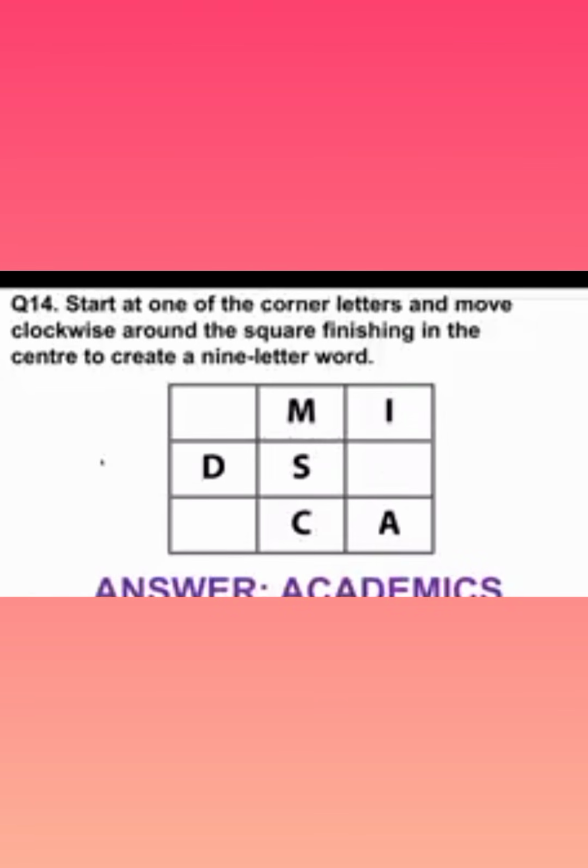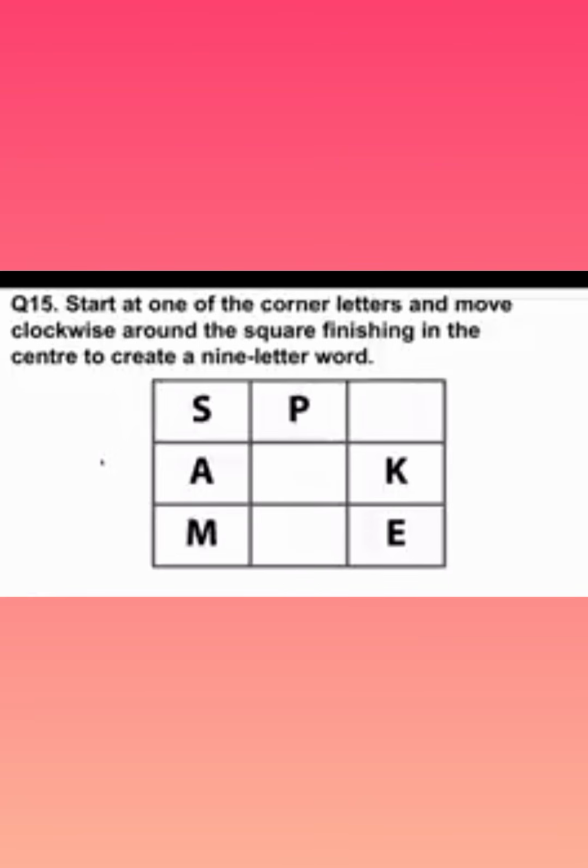Academics. Now you have a go at this one. Start at one of the corner letters and move clockwise around the square, finishing in the center to create a 9-letter word. So you can't start with P, K or A. You have to start with either S, E or M, or even a blank there. You could go blank K, E, blank M, etc. But you need to finish in the middle.